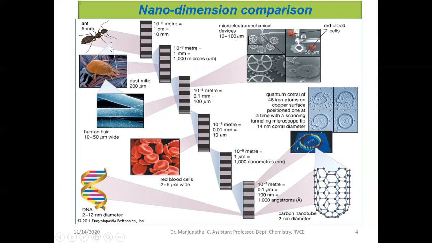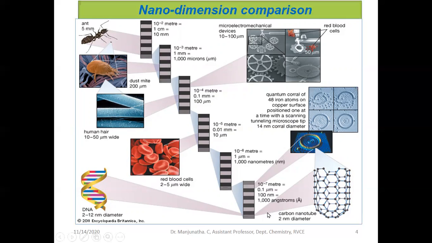And if you still go to smaller dimension, you will see that a dust mite is about 200 micrometer. This is a naturally created species. If you still go down, the human hair is about 10 to 50 micrometer wide in diameter. So the human hair is also not a nanomaterial. Then if you still go down, red blood cells are also micro in size. So RBC is also greater than nanometer size.